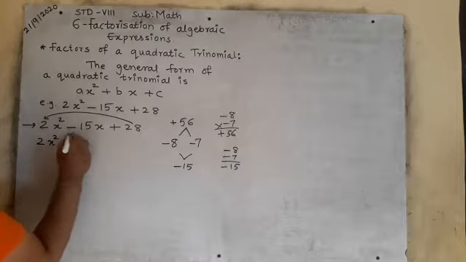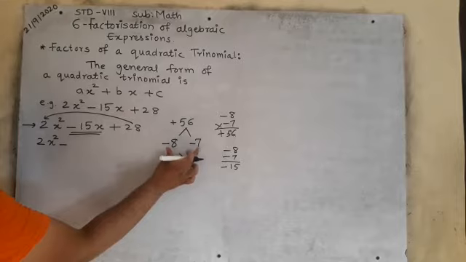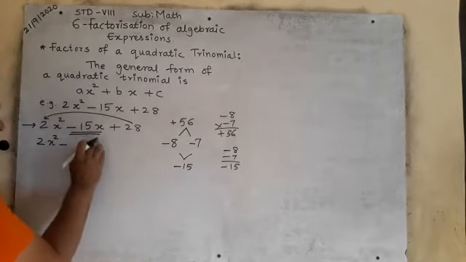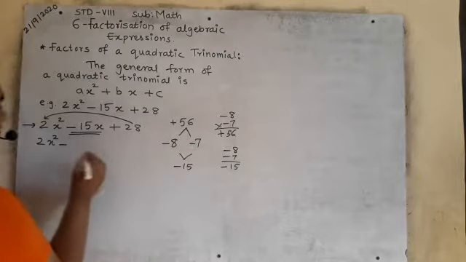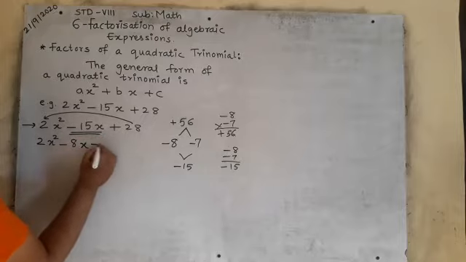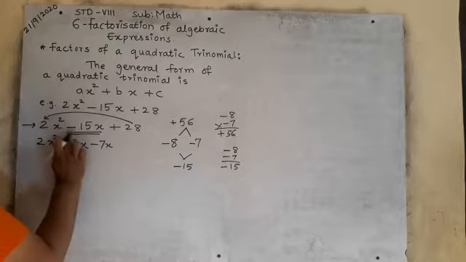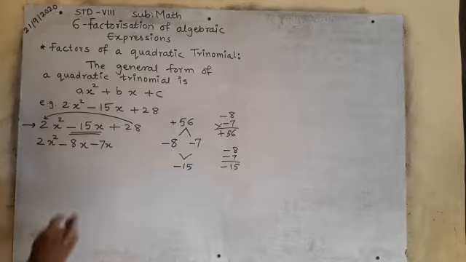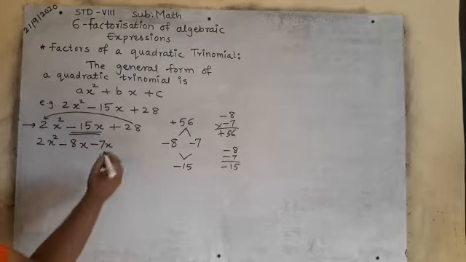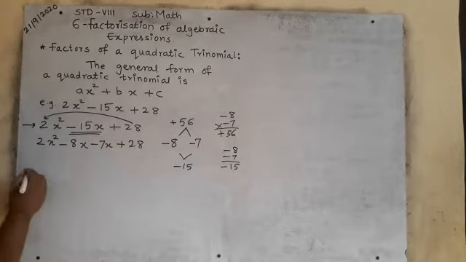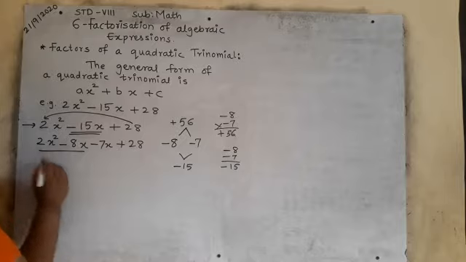Okay, now instead of this middle term you have to split it. Instead of this minus 15x, you will write minus 8x and minus 7x. The sum of these two terms is equal to minus 15x only. Can you see? Minus 8x minus 7x is equal to minus 15x only. Okay, and the constant term as it is. Is it clear?